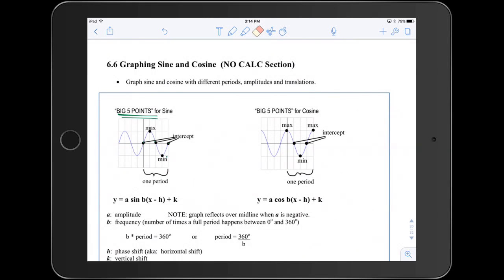Welcome, ladies and gentlemen, to your last note guide of the trigonometry unit of Unit 6. Section 6.6, the last unit, is all about graphing sine and cosine, as you can see by the title. The objective is that we're going to graph sine and cosine with different periods, which I'm going to explain in a little bit, amplitude, same thing, and translations.